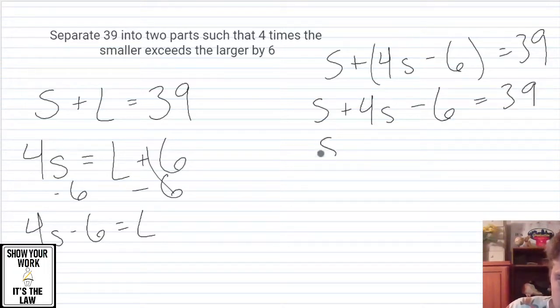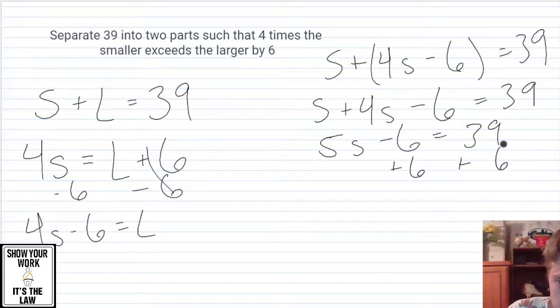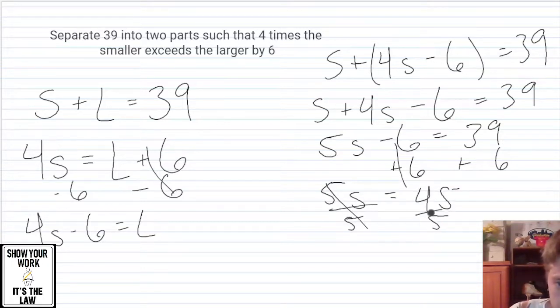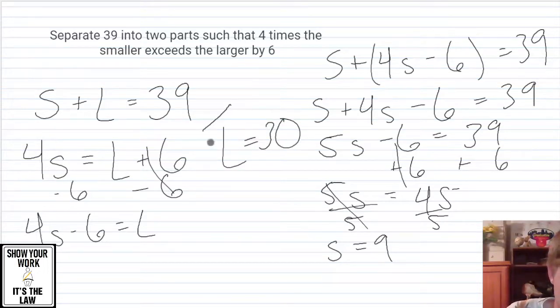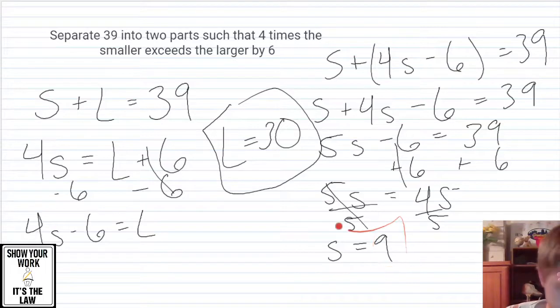All right, combine like terms. 1s plus 4s's is 5s's. Plus 6 plus 6. It's going to give us 5s equal to 45, divided by 5, divided by 5. S is going to equal 9, so the smaller number is 9, and if they add up to 39, that means the larger is going to be 30. And if we look at our other condition, 4 times the smaller, 4 times 9 is 36, and that is 6 more than 30, so our 2 rules are met.